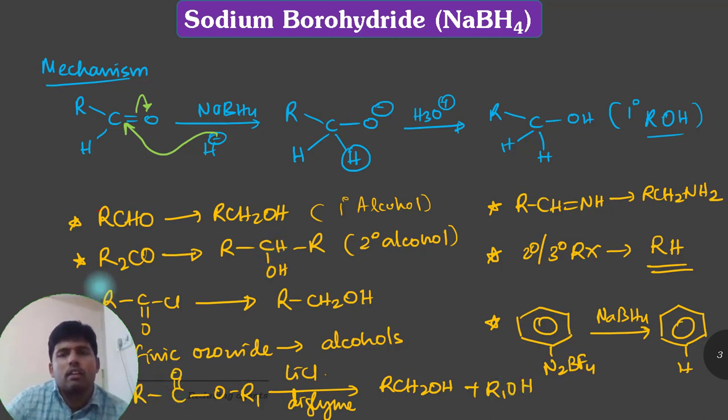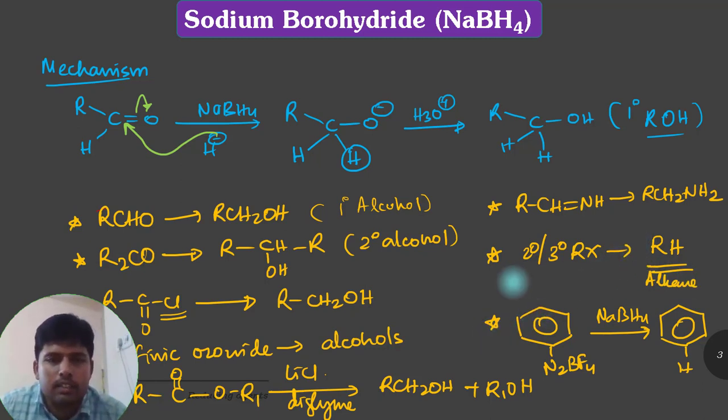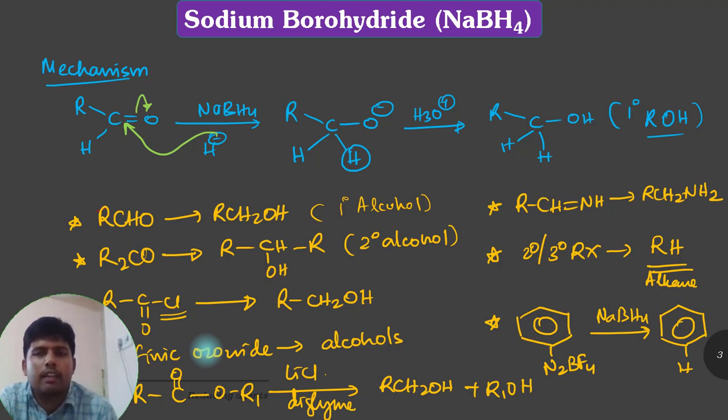So NaBH4 can effectively reduce aldehyde, ketone and acid halide, especially acid chloride, to alcohol, and it is also useful in reducing secondary and tertiary RX, that is alkyl halide, to alkane. So it's going to be alkane here. So these are some of the important reactions shown by NaBH4. In the next section, let us look at one or two questions wherein NaBH4 is acting as a reducing agent.